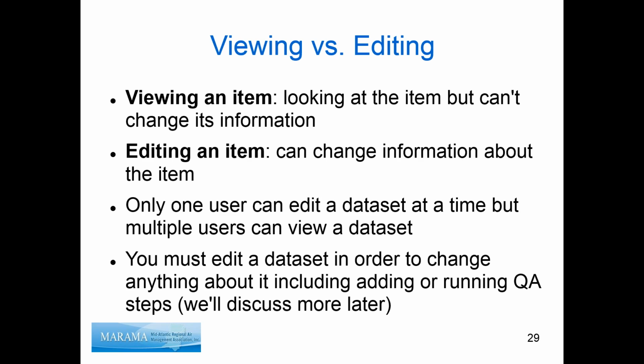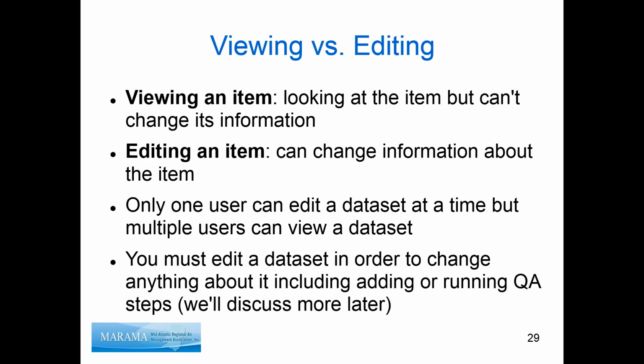Okay, so one little diversion I want to talk about is the distinction between viewing an item and editing an item, because this will come up as you work through the system. Viewing the item means that you're looking at the data set, but you can't change any of its information, whereas editing it means that you can change information. You'll tell the difference because when you view something, you won't have pull-down menus or text boxes that you can type in, whereas when you're editing, you can actually change things.